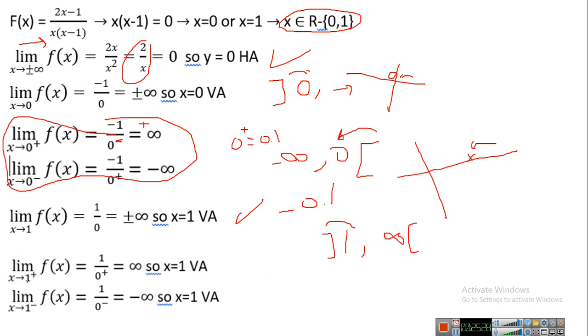So if you do the limit as x tends to 1 plus, so 2 minus 1 is 1. 1 plus, take an example, 1.1. 1.1, 1.1 minus 1, all are positive, as you can see, so plus infinity. 1 minus, you can take 0.9. 0.9, 0.9 minus 1 is negative, so 1 over 0 minus is minus infinity.